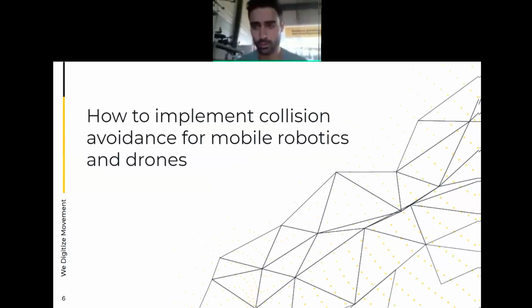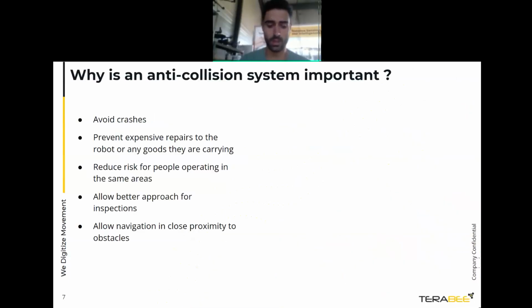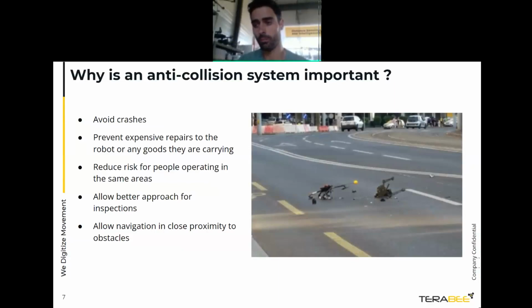So thank you, Philippe, for your introduction. As you well said, the webinar topic of today is how to implement collision avoidance for mobile robotics and drones. I will start with the question, why do we need a collision avoidance system? Well, the first point is kind of obvious. We would like to avoid our mobile robots or drones colliding and getting damaged.